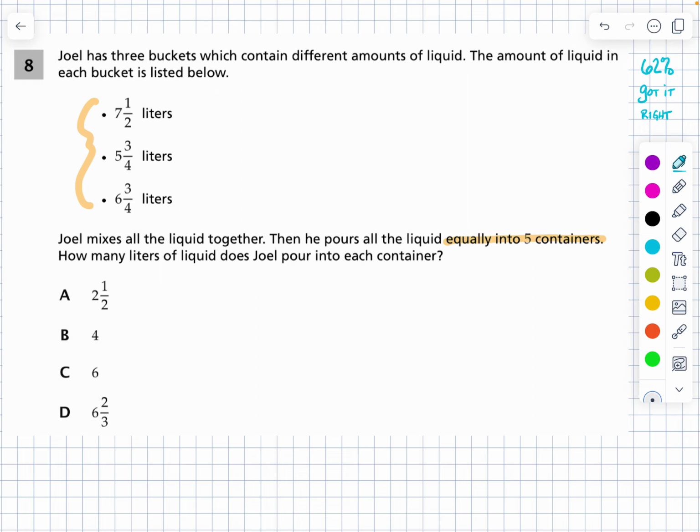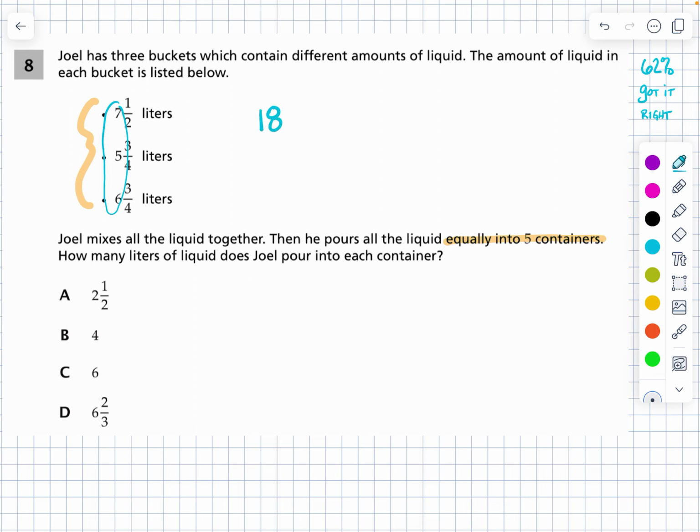so let's look at the big picture, look at the question, and then look at the answers and see if we can guess what the answer is going to be. If I just look at the whole numbers here, I've got 7, 5, and 6, and that adds up to 18.